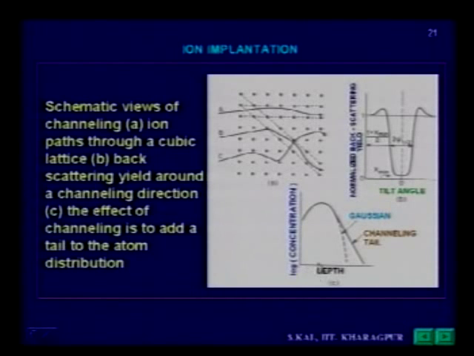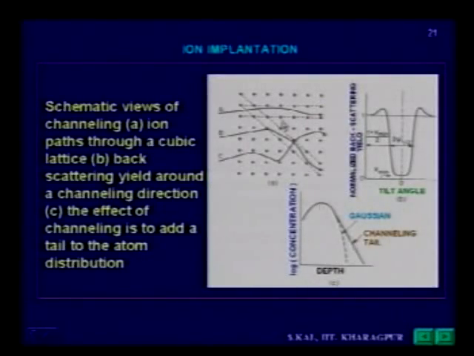Now, in diagram C, the effect of channeling is shown. Here the depth versus log concentration is plotted. Because of the channeling, we found that the tail region deviates from the Gaussian profile. In the earlier discussion of the theory of ion implantation distribution, I told you that the tail region doesn't match the Gaussian. Why doesn't it match? One of the reasons for that mismatch is the channeling effect, the channeling tail. This channeling tail is observed in boron, arsenic, or antimony, in any impurity profile, because the tail region is extended beyond the Gaussian. This is the Gaussian and this is the channel.